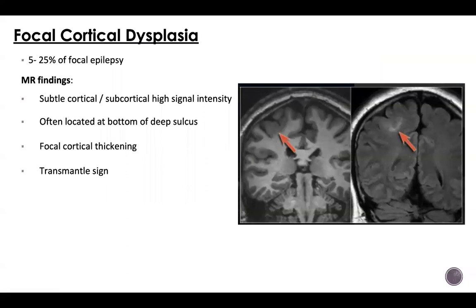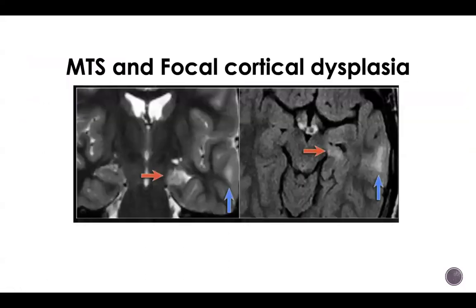Focal cortical dysplasias are another very important etiology for epilepsy. That occurs in 5 to 25% of focal epilepsy. So the MRI finding here would be just subtle cortical and subcortical high signal intensity, often located at the bottom of the deep sulcus. There is focal cortical thickening and also slight loss of gray-white matter differentiation. There's a sign known as the transmantle sign, which I'll come to in the following slides.